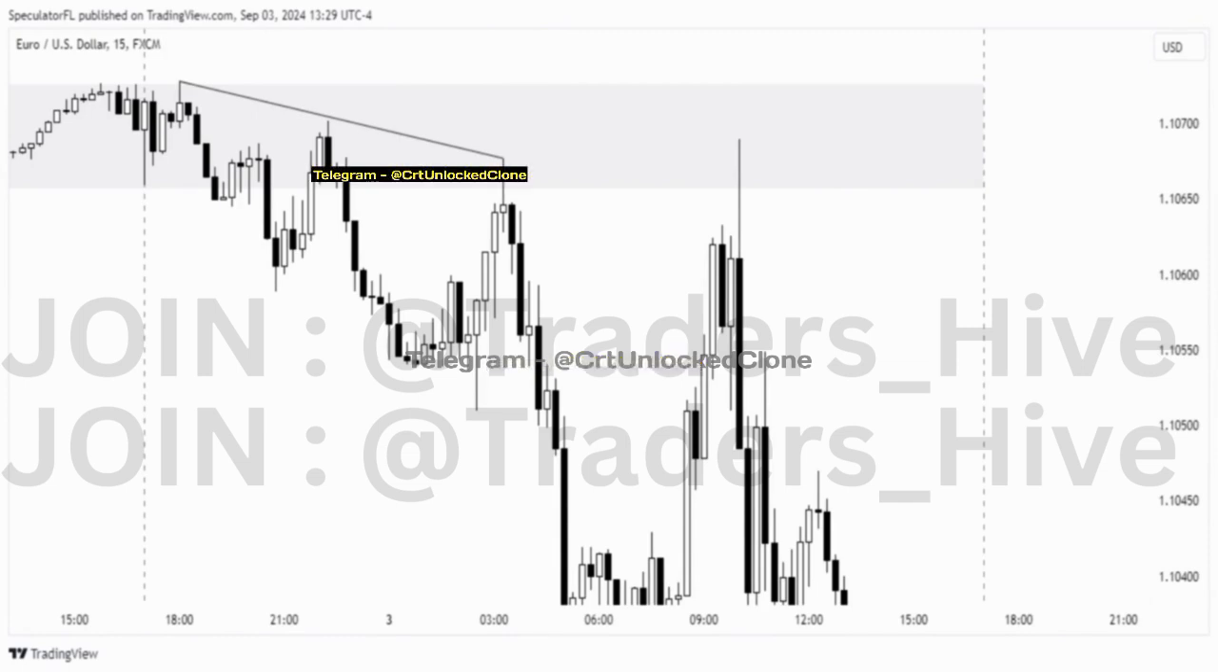And obviously on the DXY charts, price purged below the candle's low at a key time, right? Which was the 3 a.m. Eastern time, which is like a key macro for these sorts of setups, right? That's why I had so much conviction in it.